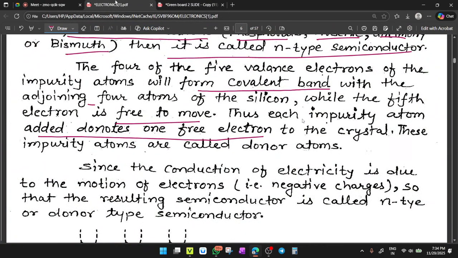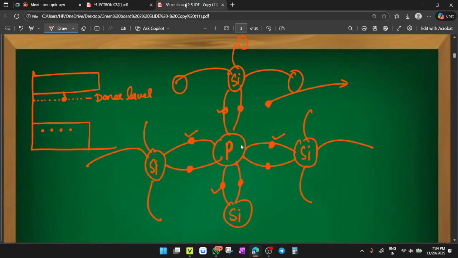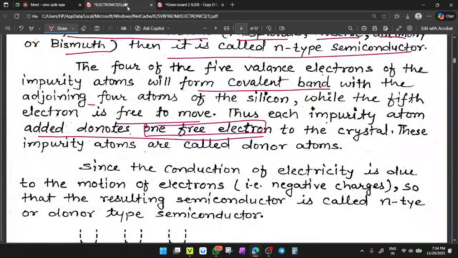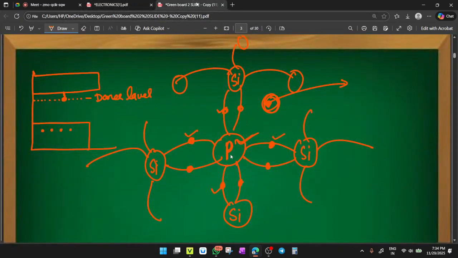So see, thus each impurity atom added donates one free electron. What I want you to understand is that each impurity atom, like one phosphorus, will give you one free electron. Clear? Yes. To the crystal, these impurity atoms are called donor atoms. So phosphorus is called a donor atom.